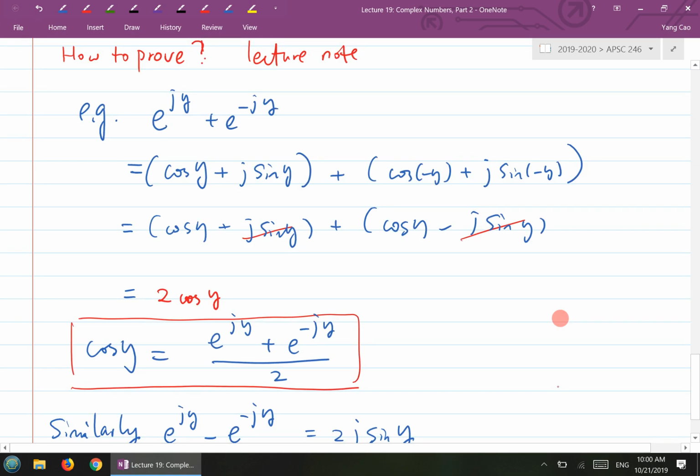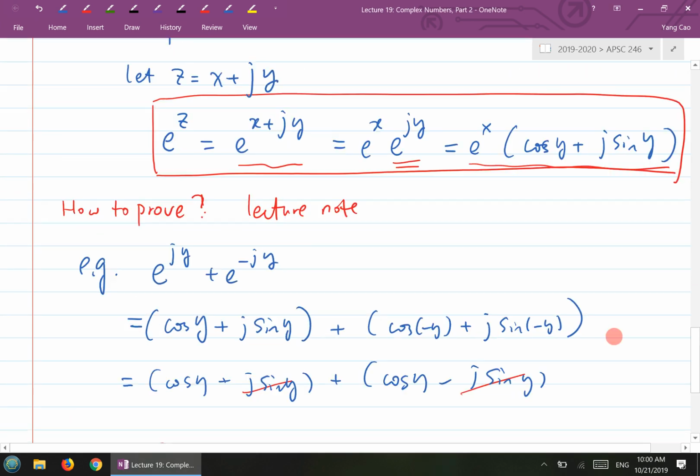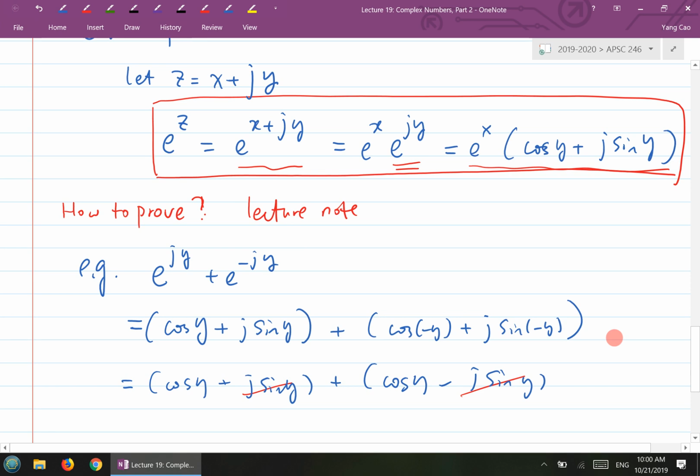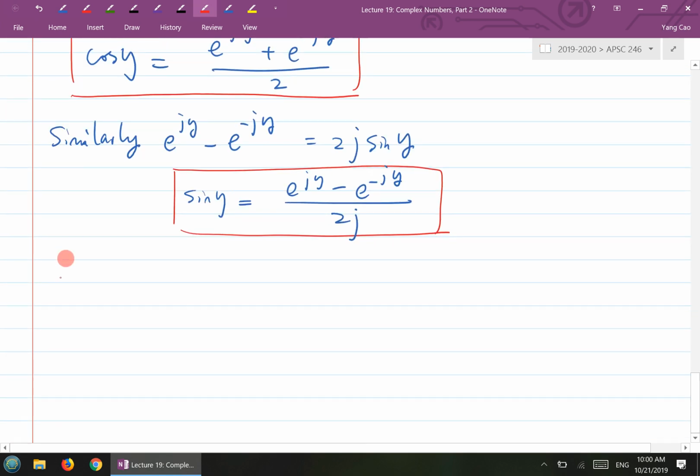So again, Euler's formula is this expression here. When you have e to the power x plus jy, you can write this into this format here. Basically, as you can see, your complex number can be written as a real number times the bracket of this. So that should remind you of what? Should remind you of the polar format.